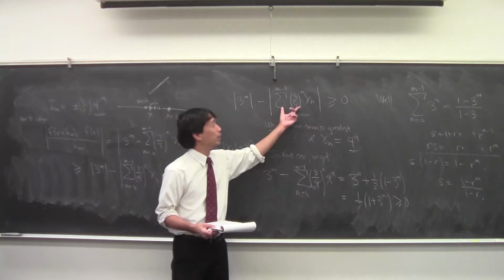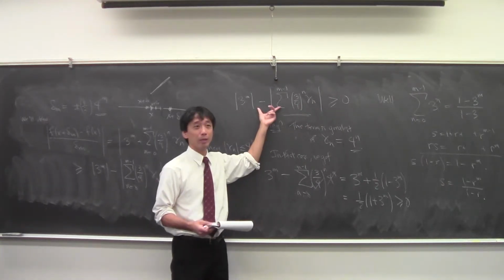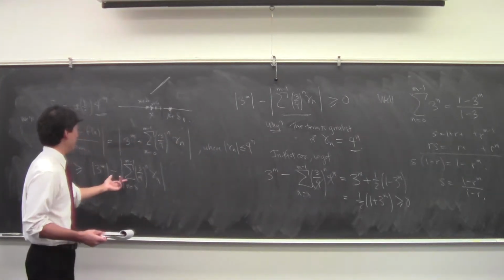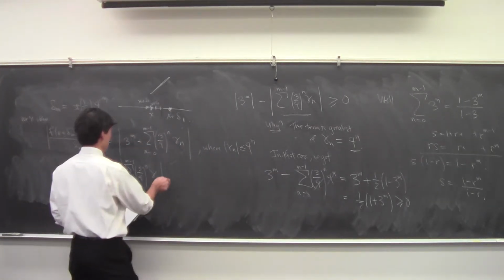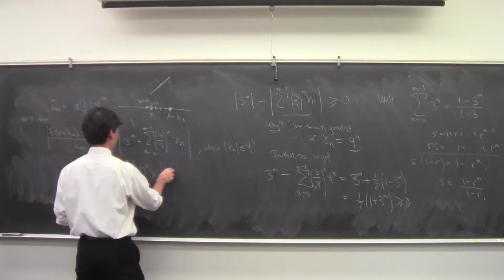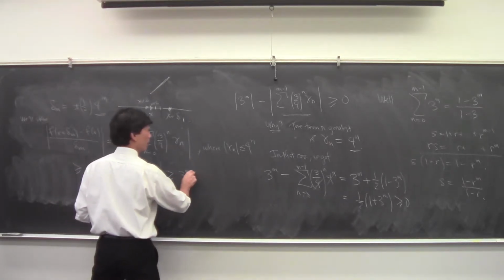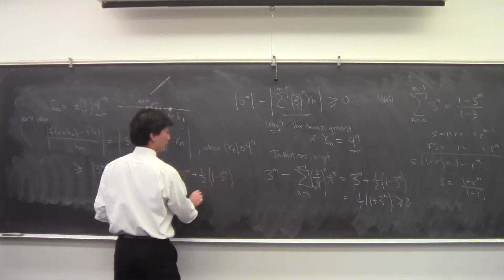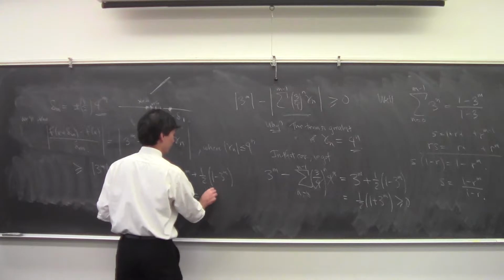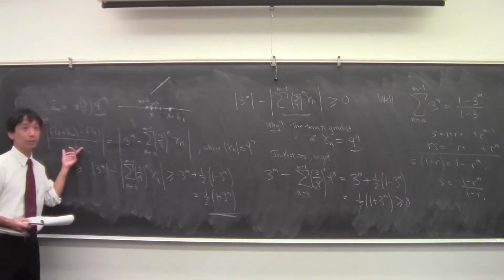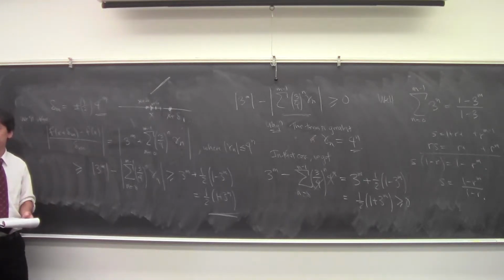So no matter what this term is, the difference is going to be bigger than 0. So I know that I'm going to subtract off, this is going to be bigger than 3 to the m plus 1/2 of 1 minus 3 to the m, which is 1/2 of 1 plus 3 to the m, as designed. And so we get our bounds.